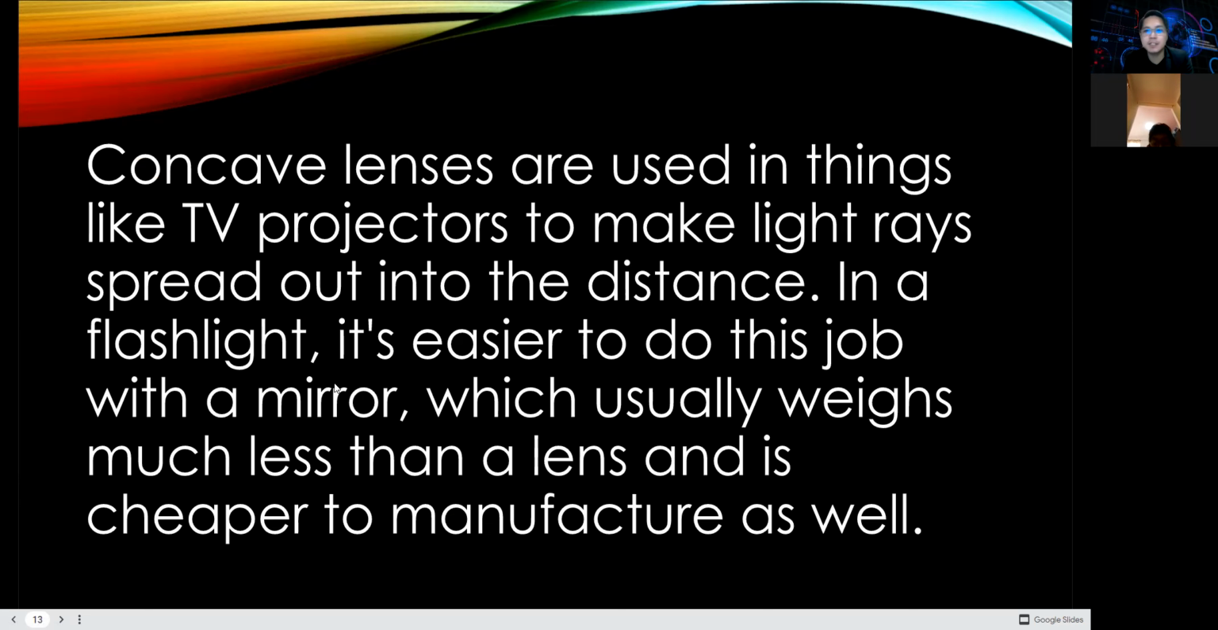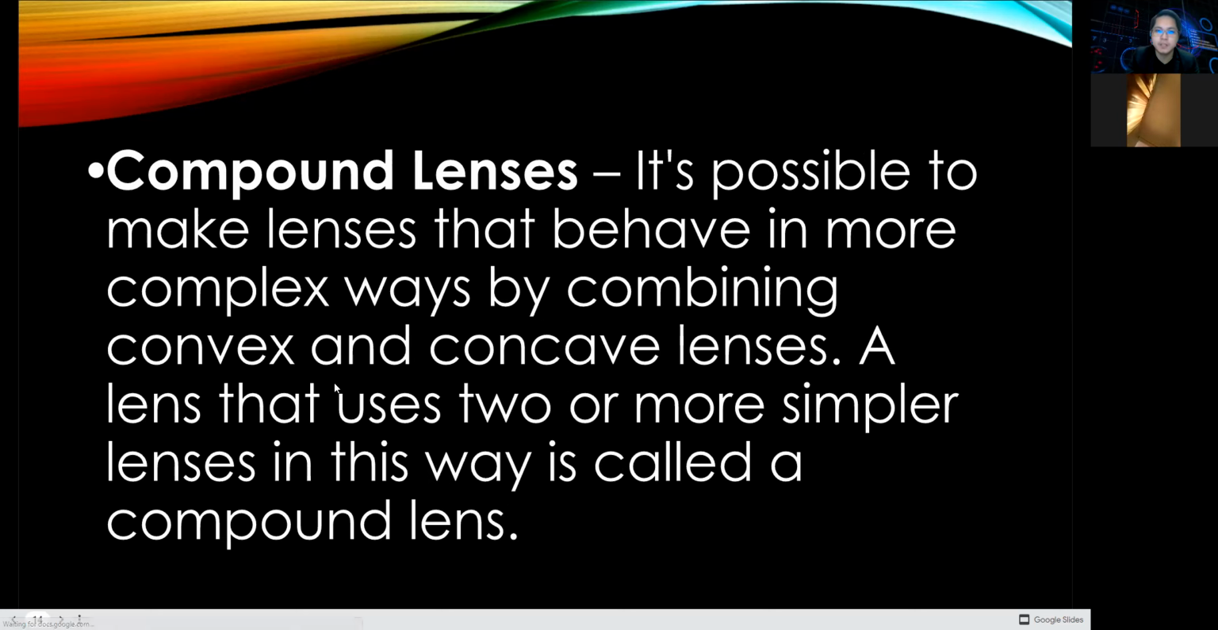Concave lenses are used in things like TV projectors to make light rays spread out into the distance. In a flashlight, diba? When you're using a flashlight, you're not concentrating the light, you're actually scattering the light, right? It's easier to do this job with a mirror, which usually weighs much less than a lens and is cheaper to manufacture as well. What else? Your projectors, your DLPs or digital light projectors, they're actually using concave lens.